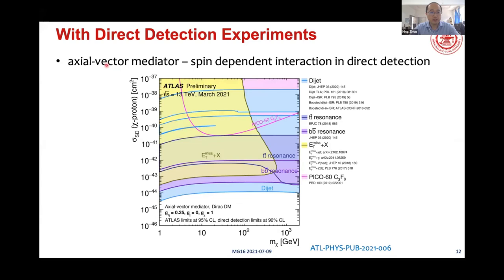Something interesting is the axial vector mediator, which can produce the spin-dependent interaction at tree level. In the direct detection experiment, the spin of the target nucleus is mainly carried by either the unpaired proton or neutron, so it depends highly on the target itself. But the collider doesn't distinguish proton or neutron. Therefore, in this dark matter-proton spin-dependent case, the collider search covers most of the sensitivity, while direct detection with a fluorine target can provide some sensitivity here, but not xenon. Okay, that's the advantage of the collider search.